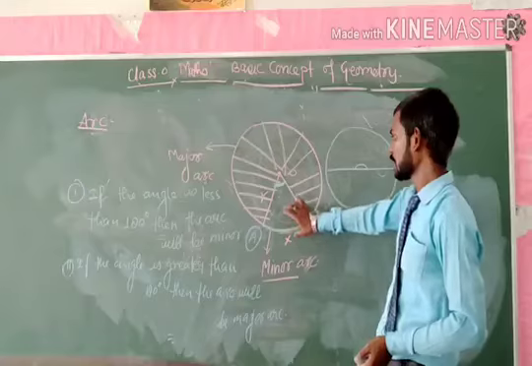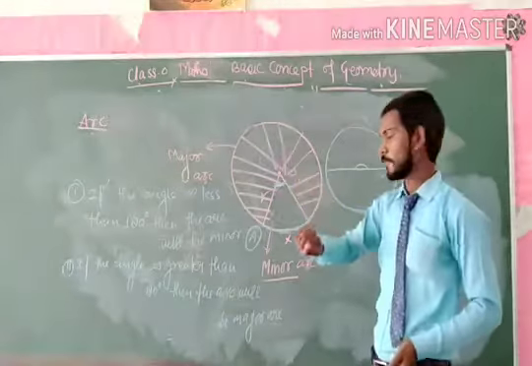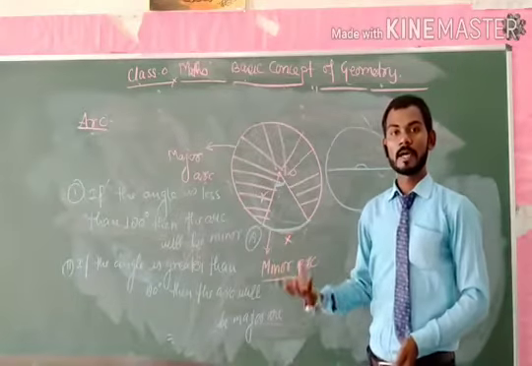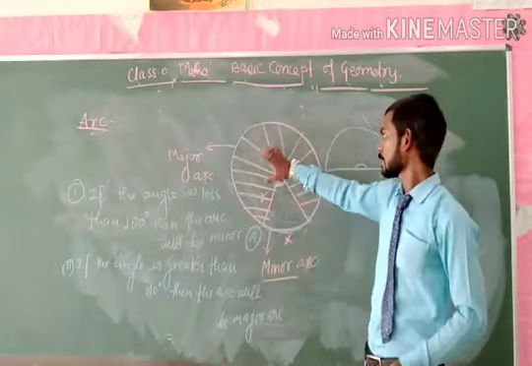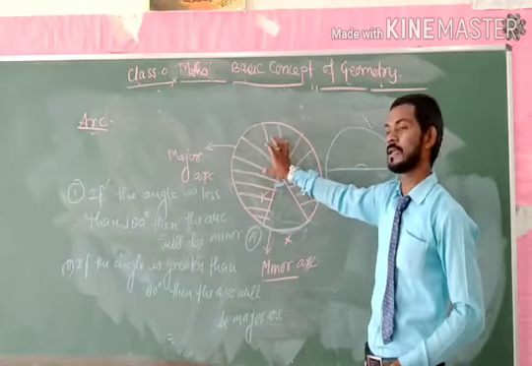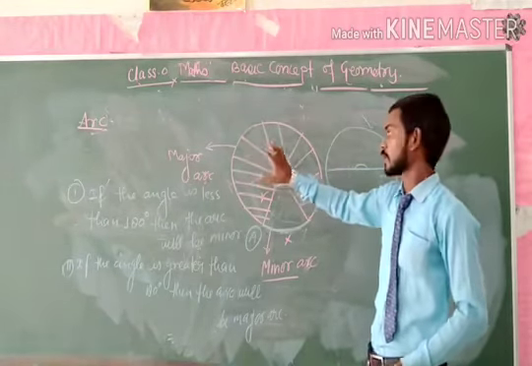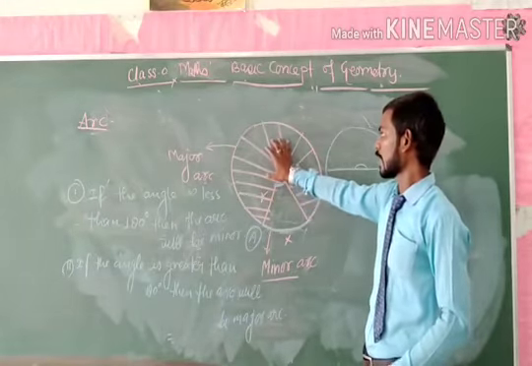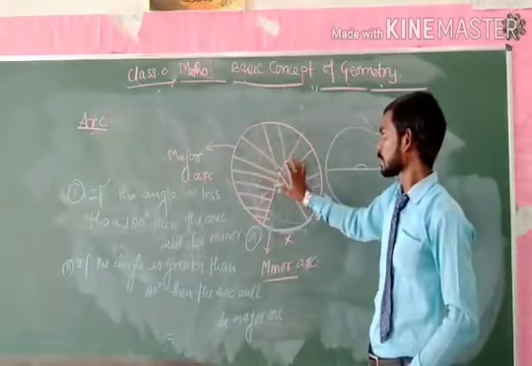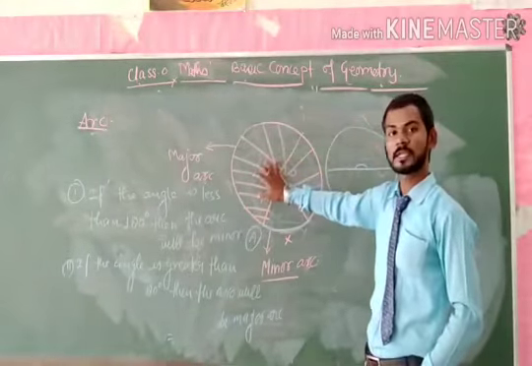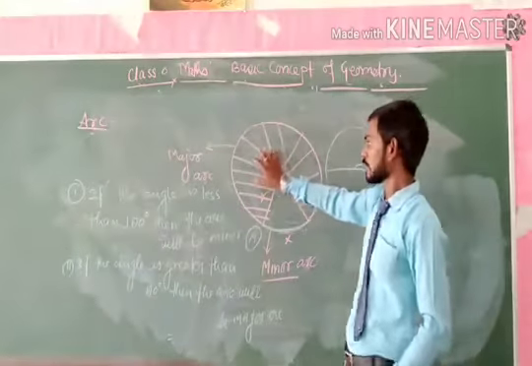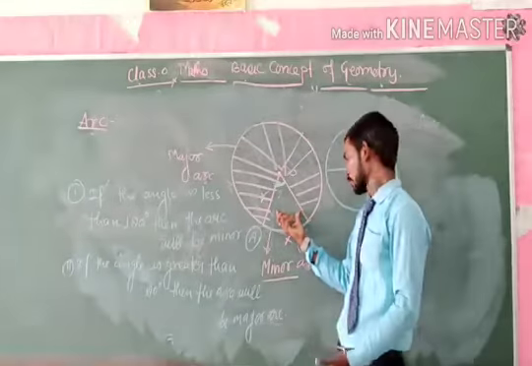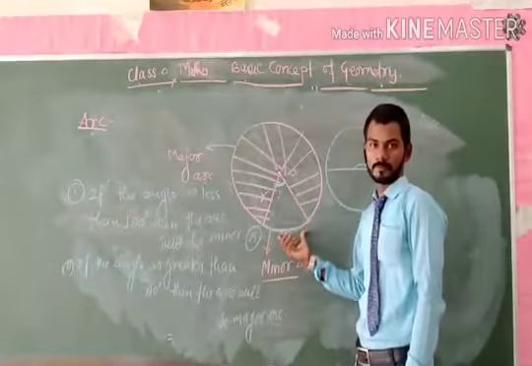Here we can see that there are two types of arc. The arc made by the blue line is the minor arc, and the arc made by the red line is known as the major arc. Why do we call it so? Because the shaded region is the larger region, so it is known as the major arc, and the unshaded region is the smaller region, so we say that this is the minor arc.